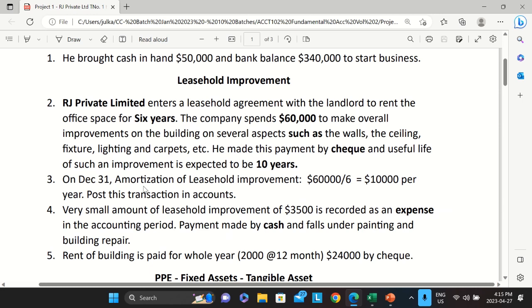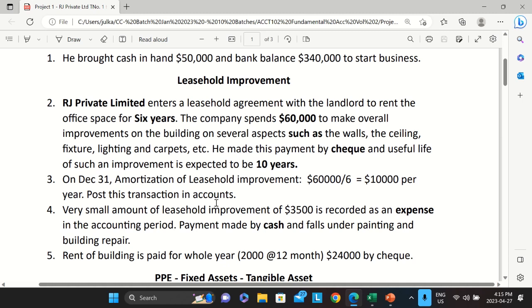On December 31st, amortization of the leasehold improvement will be $60,000 divided by 6. Why have I divided by 6? Because the leasehold agreement is for 6 years, and the expected life of that improvement is 10 years. Whichever is less is what we calculate, so not 10 years but 6 years, right? So whichever is less, that is the 6. So $60,000 divided by 6 is equal to $10,000 per year.